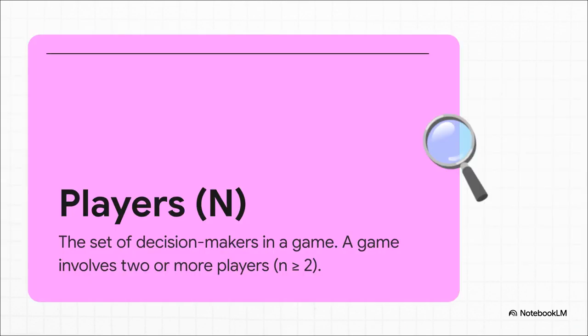First, you gotta have players. These are just the decision makers. It could be you and a friend deciding where to get lunch. It could be Apple and Samsung setting their phone prices. It could even be entire countries at a negotiating table. The only rule is you need at least two players whose fates are tangled together.